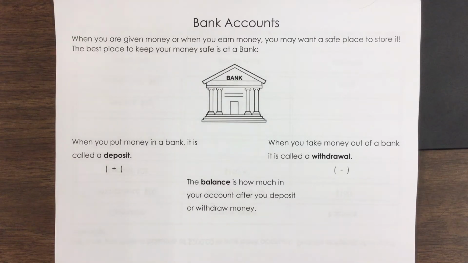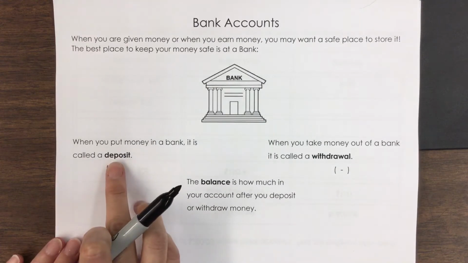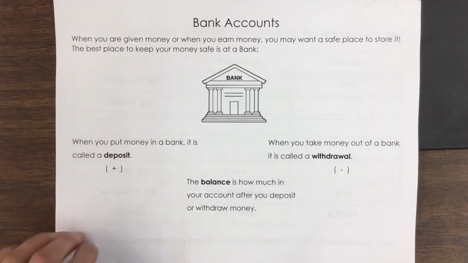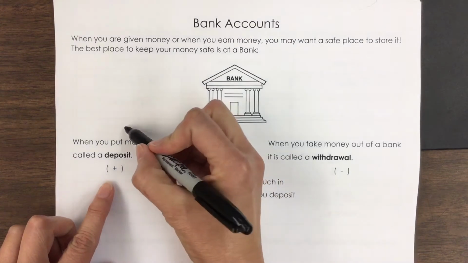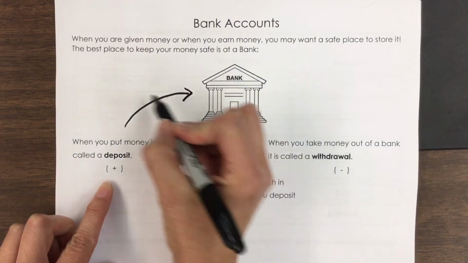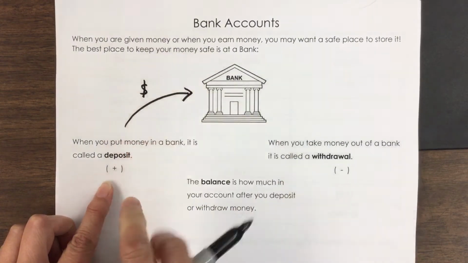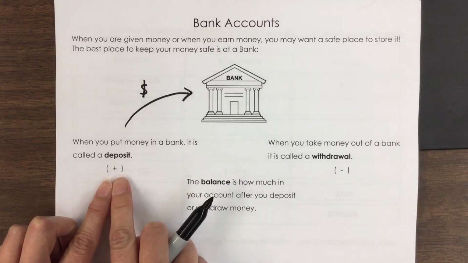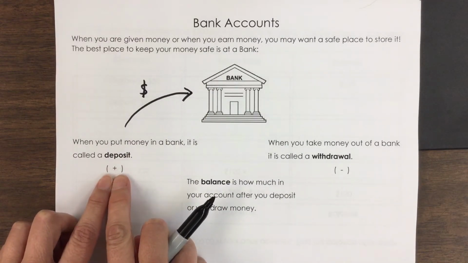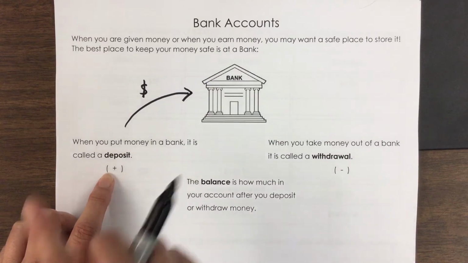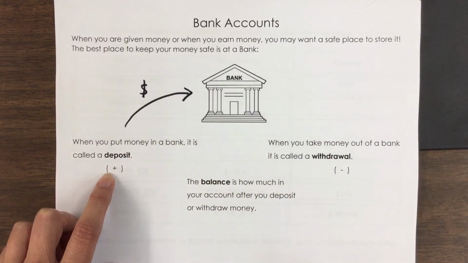Now, when you put money into your bank account, that's called making a deposit. So when you put money in a bank, so you're putting your money in, that's called the deposit. And I put the addition symbol here because you are adding money to your account.